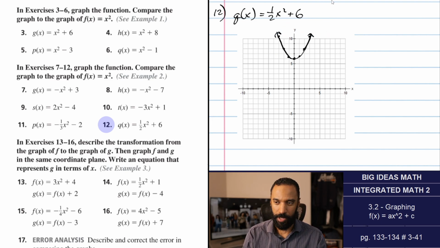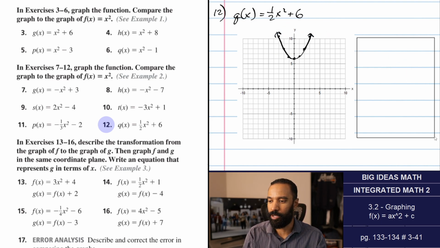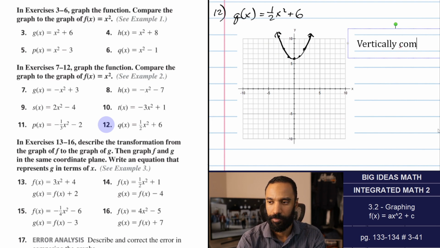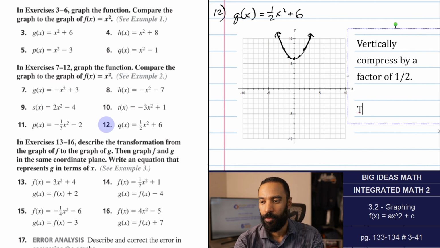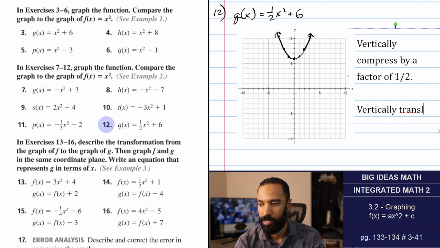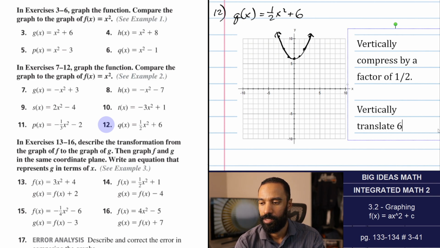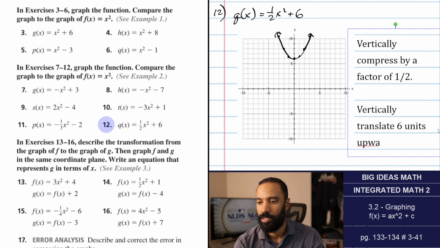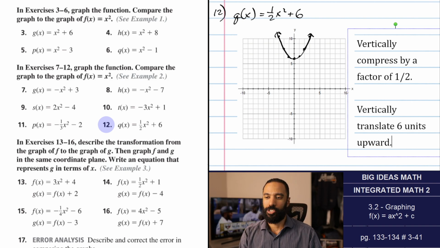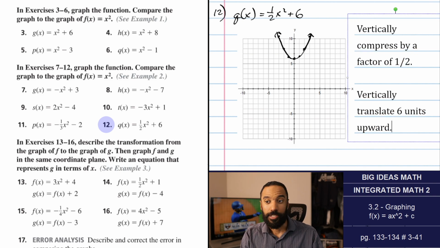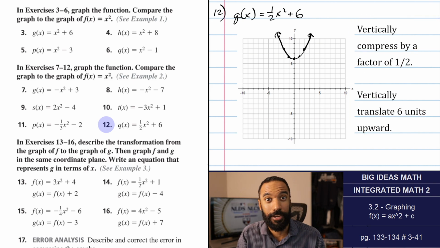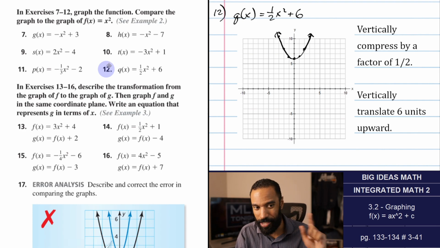Okay, no reflection over the x-axis, but there's a vertical compression by a factor of 1/2. We also vertically translated 6 units upward. Okay, so those are the descriptions of those guys there. So, any questions? Good. I don't know. You're probably like, I have several questions.